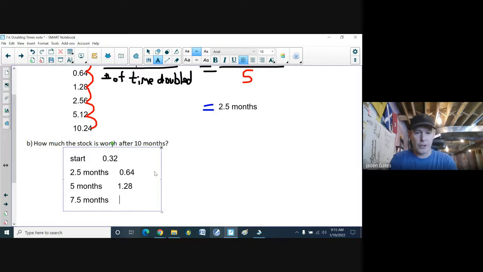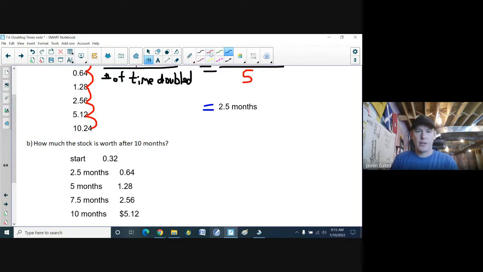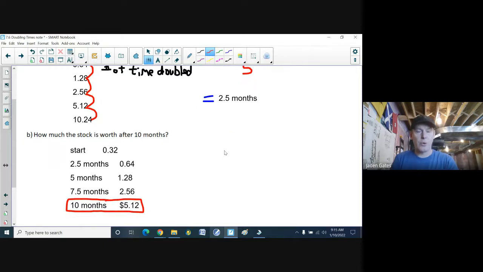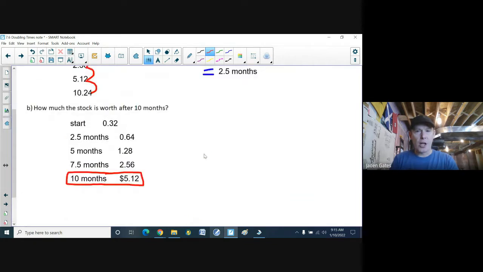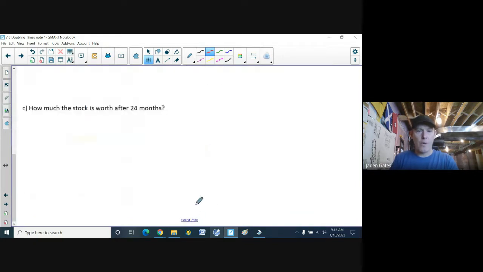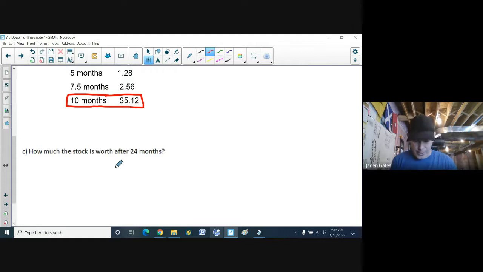I get $2.56. And adding another 2.5 months, it is finally going to be worth $5.12. There we go. That's how much the stock was worth after 12 months, or sorry, 10 months. Now it says, how much is the stock worth after 24 months? All right, now let's see, I take 24, divide it by 2.5.